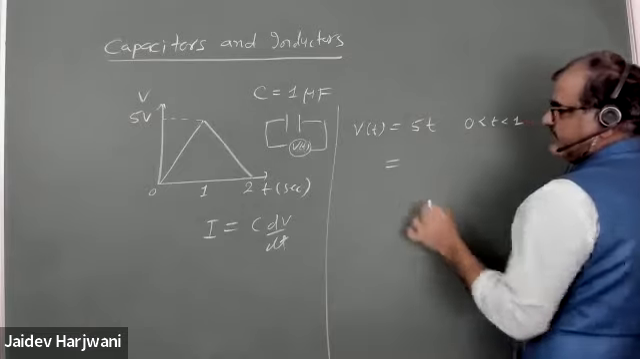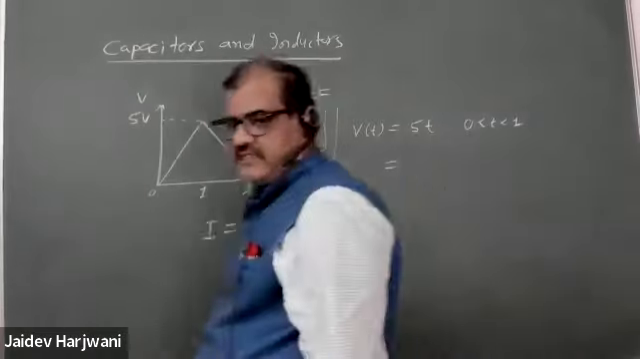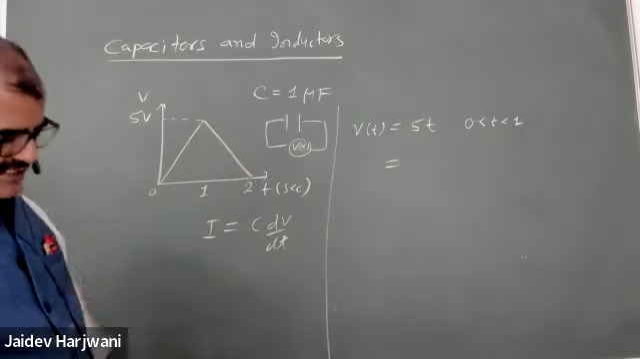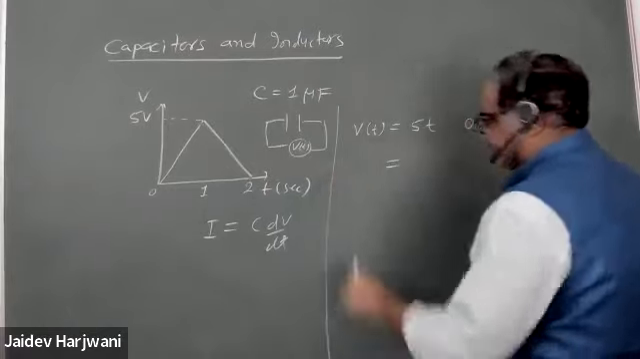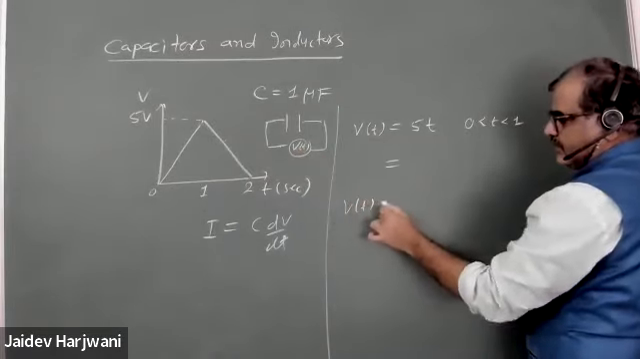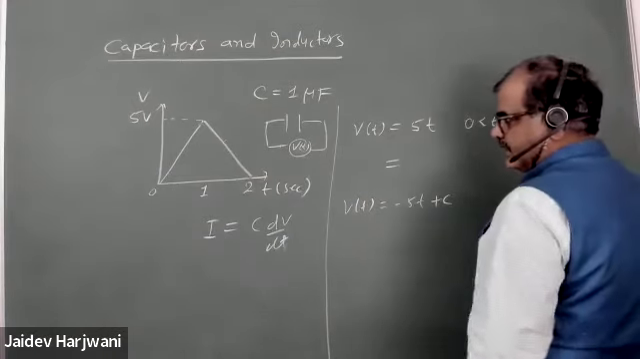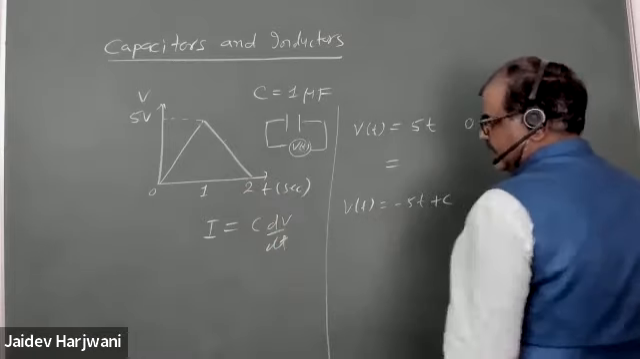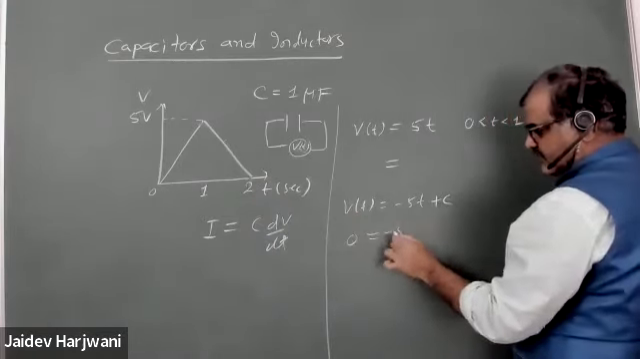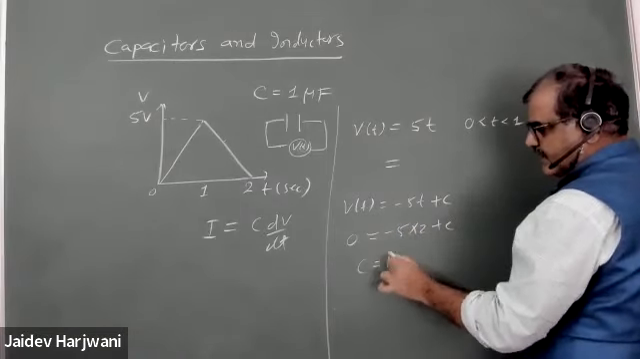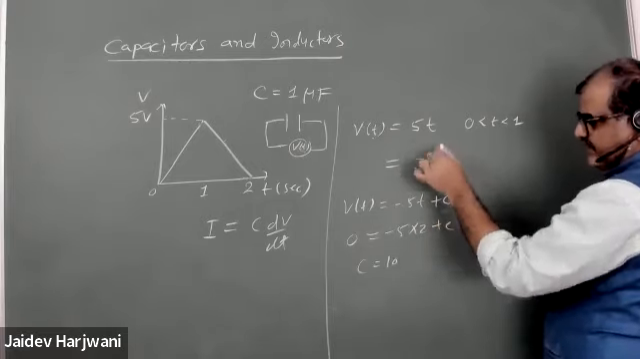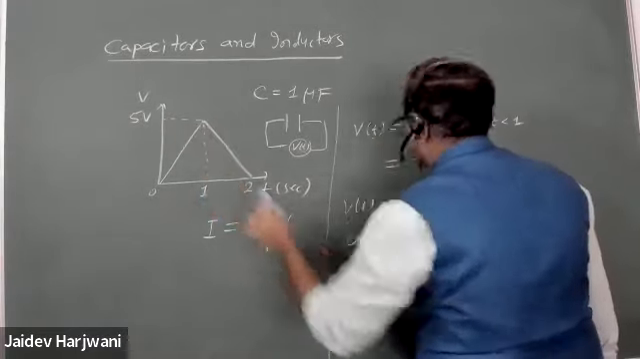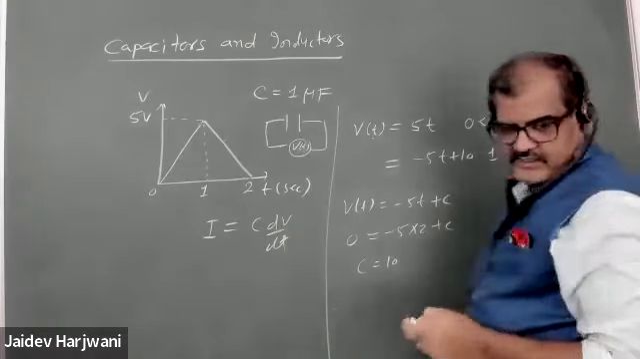Now similarly if I want to write the equation for this line, this is also a straight line with negative slope, and the slope value is again the same, it's coming from 5 to 0, the slope is minus 5. So you can write V(t) is equal to minus 5t plus some constant C, isn't it? To find the constant C, at t equal to 2 the voltage should be 0. So 0 equals minus 5 into 2 plus C, so this gives me C value 10. So my equation for V(t) becomes minus 5t plus 10 when time is from 1 to 2 second.